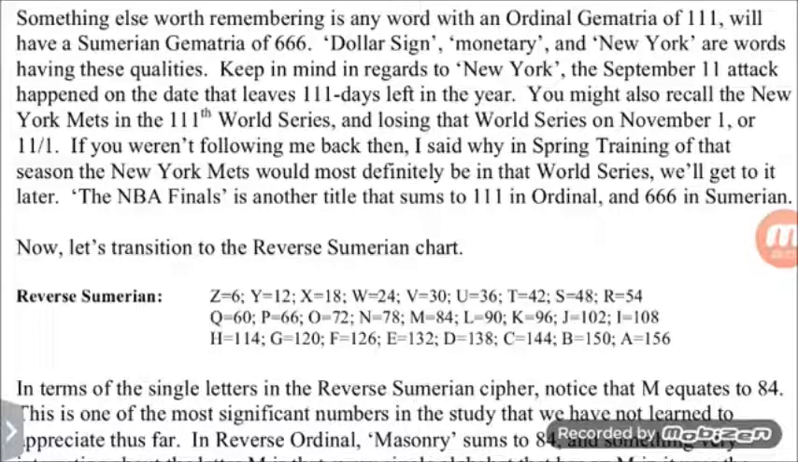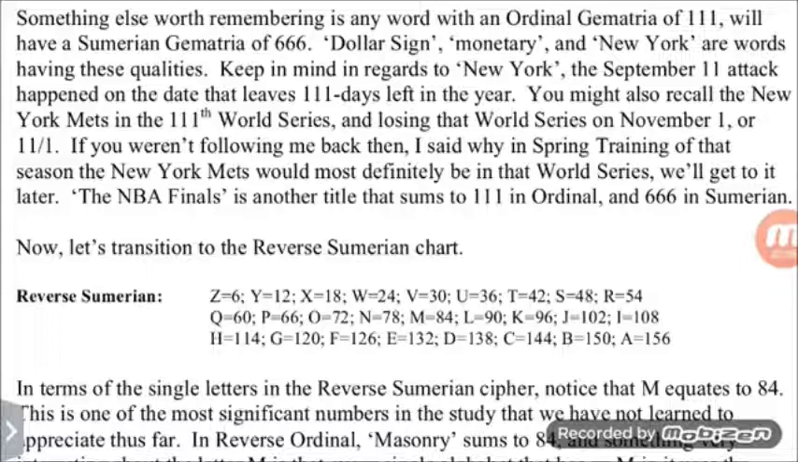Something else worth remembering is any word with an ordinal gematria of 111 will have a Sumerian gematria of 666. Dollar sign, monetary, and New York are words having these qualities. Keep in mind, in regards to New York, the September 11 attack happened on the date that leaves 111 days left in the year. You might also recall the New York Mets in the 111th World Series and losing that World Series on November 1 or 11/1.